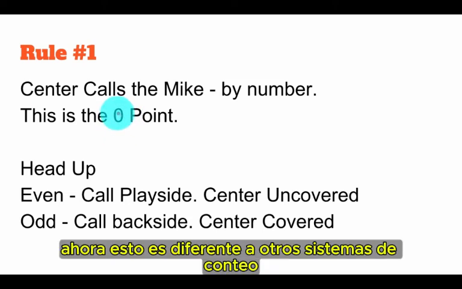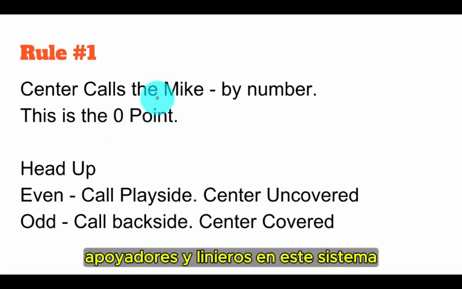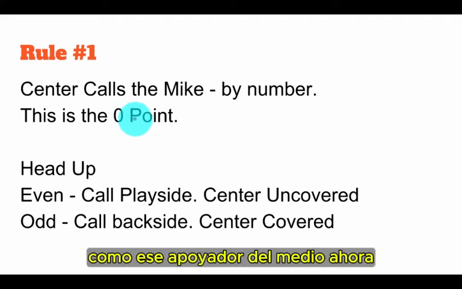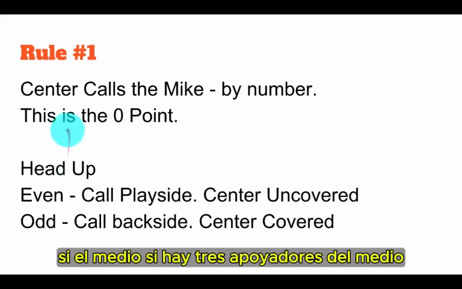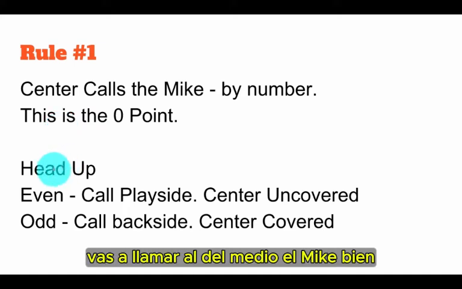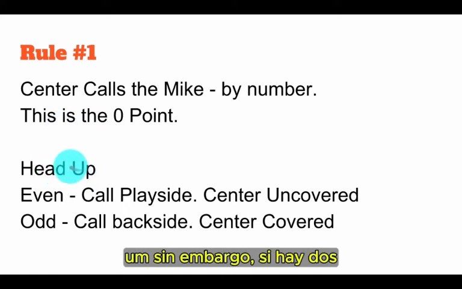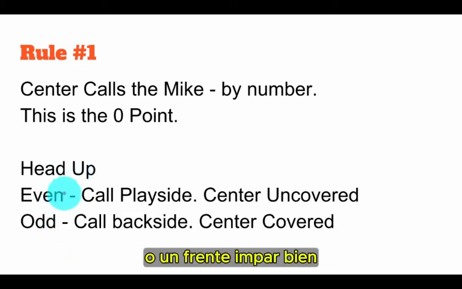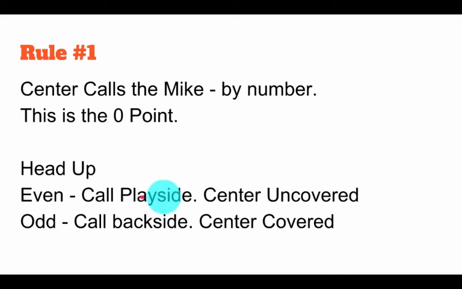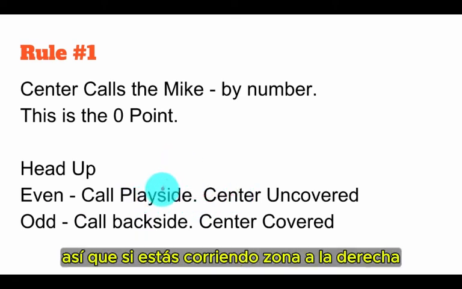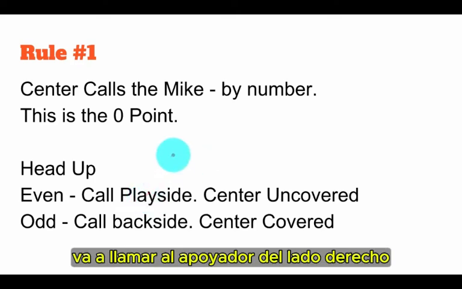Now this is different than other counting systems where you count linebackers and linemen. In this system, you are really only identifying the linebackers. So you're identifying the 0 point as that middle linebacker. Now, if there's 3 middle linebackers and there's one right in the middle, you're going to call the middle one the Mike. However, if there's 2, then it depends on whether it's an even front or an odd front. If it's an even front, instruct your center to call the play side linebacker. So if you're running zone to the right, he's going to call the right side linebacker.